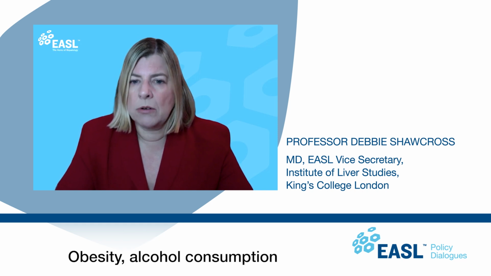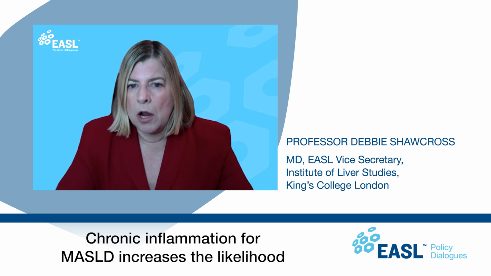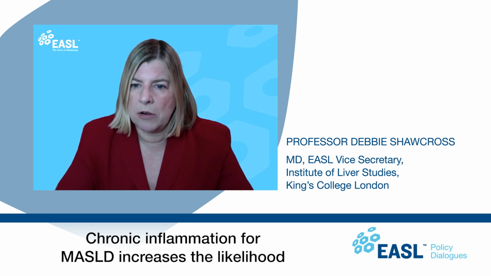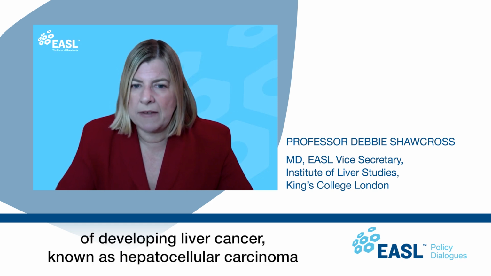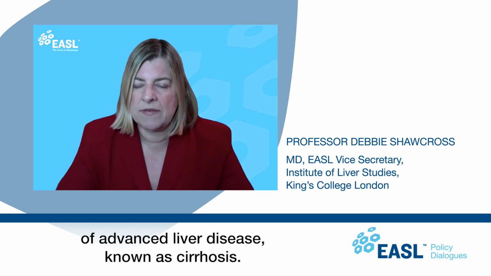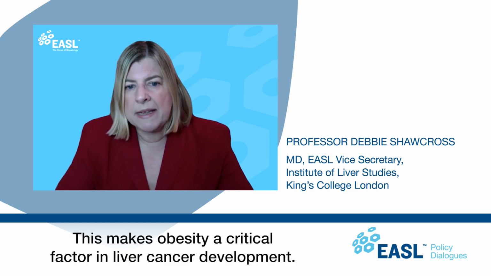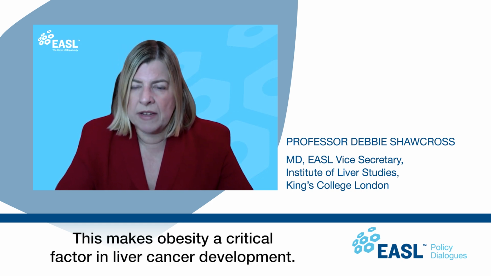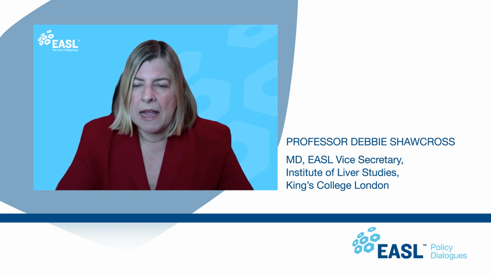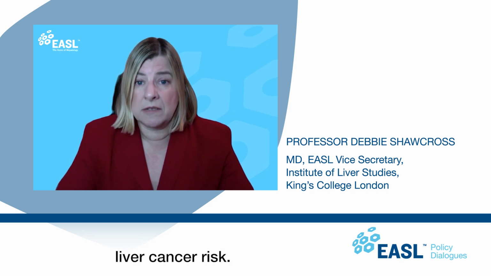Obesity, alcohol consumption, and tobacco all increase cancer risk. Chronic inflammation from MASLD increases the likelihood of developing liver cancer, known as hepatocellular carcinoma, even in livers that do not have evidence of advanced liver disease known as cirrhosis. This makes obesity a critical factor in liver cancer development. Insulin resistance and diabetes further elevate liver cancer risk.